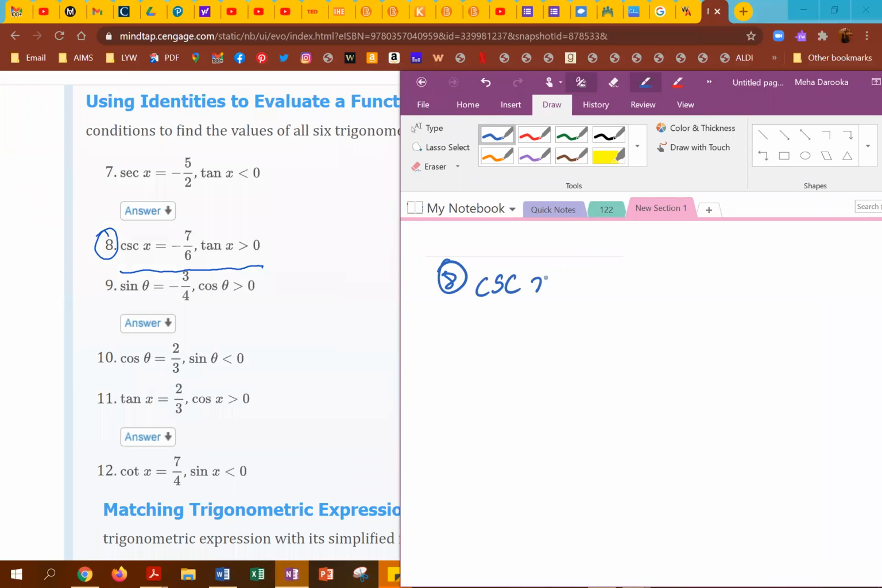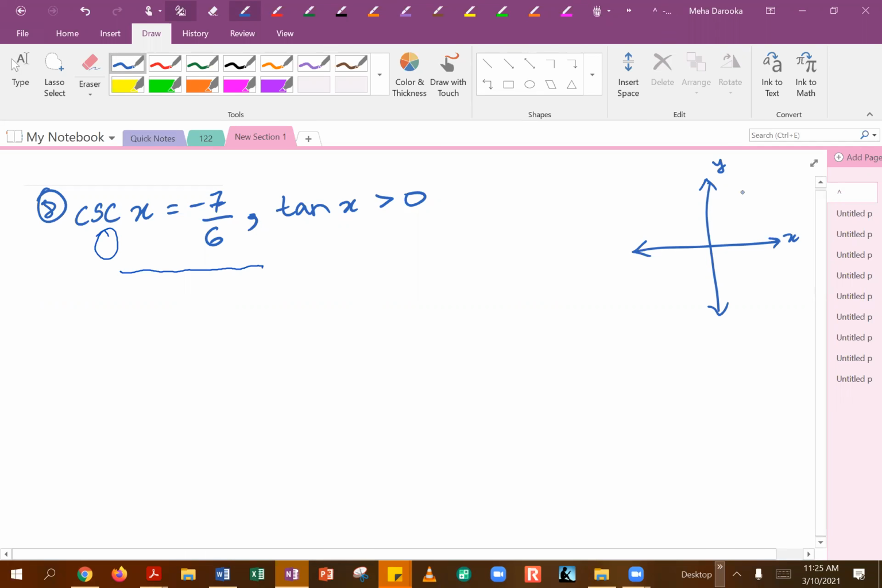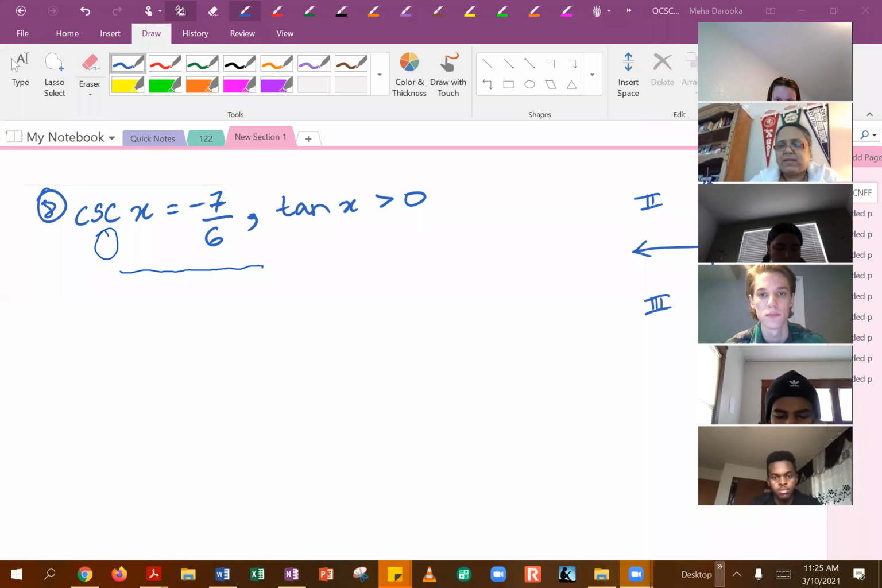So let's go ahead and write this down. We have cosecant of x equals -7/6. And they're also telling us that your tangent function is going to be positive. So if you think about this, in which quadrant is our tangent function going to be positive? So this would be quadrant 1, quadrant 2, quadrant 3, and quadrant 4. So where do you think your tangent function is positive? In which quadrant?